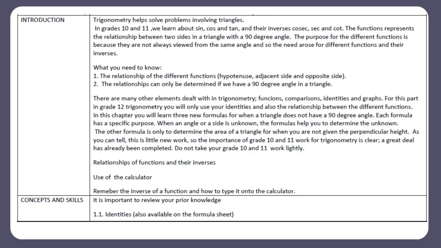Introduction: Trigonometry helps solve problems involving triangles. In grades 10 and 11, we learn about sine, cosine, and tan, and their inverses cosec, sec, and cot. The functions represent the relationship between two sides in a triangle with a 90-degree angle. The purpose for the different functions is because they are not always viewed from the same angle, and so the need arose for different functions and their inverses.